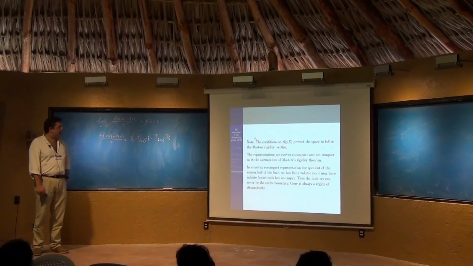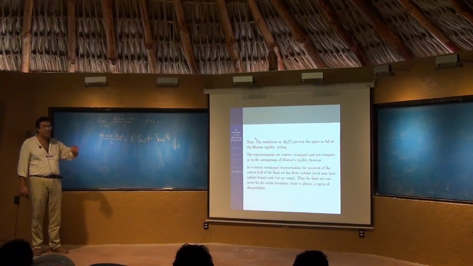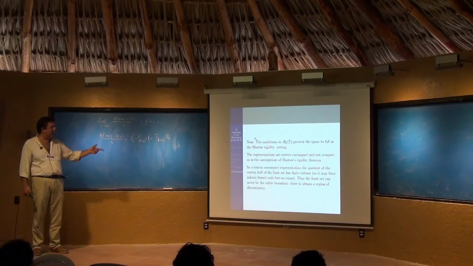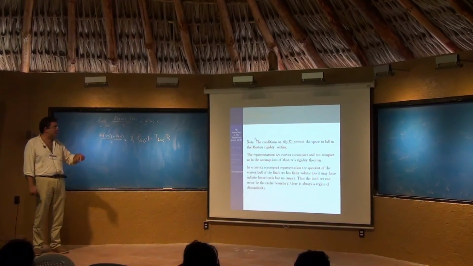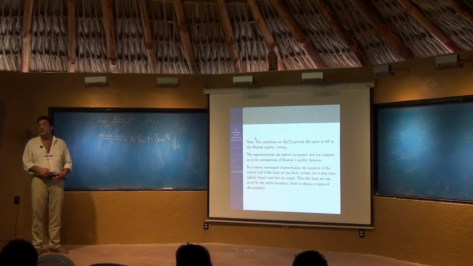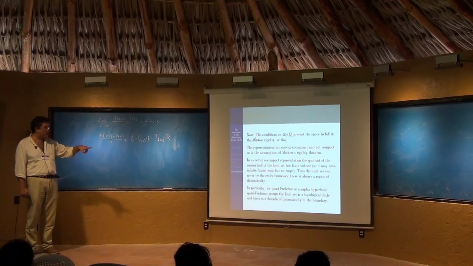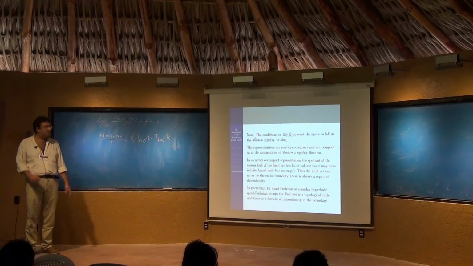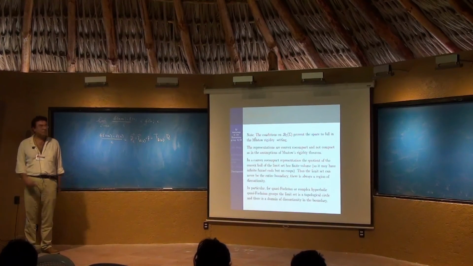And I explain this in a convex co-compact representation. The quotient of the convex hull of the limit set has finite volume, so it may have infinite funnel ends but no cusps. Thus, the limit set can never be the entire boundary. There is always a region of discontinuity. In particular, for a quasi-Fuchsian or complex hyperbolic quasi-Fuchsian group, the limit set is a topological circle, and there is a domain of discontinuity in the boundary. So we're okay.